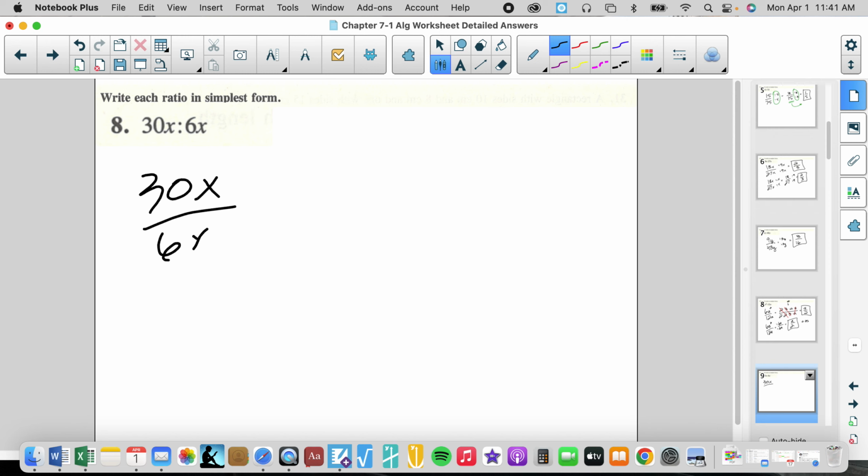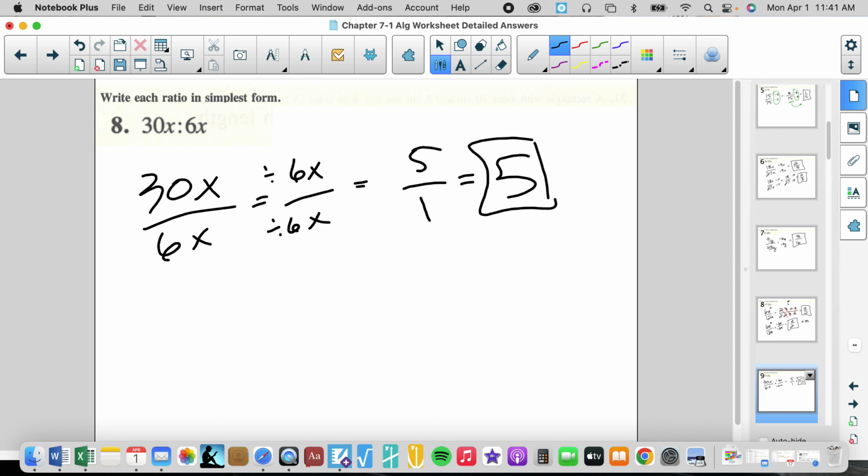30x over 6x. We're going to reduce it by 6x. 5 over 1, which must be written as 5.